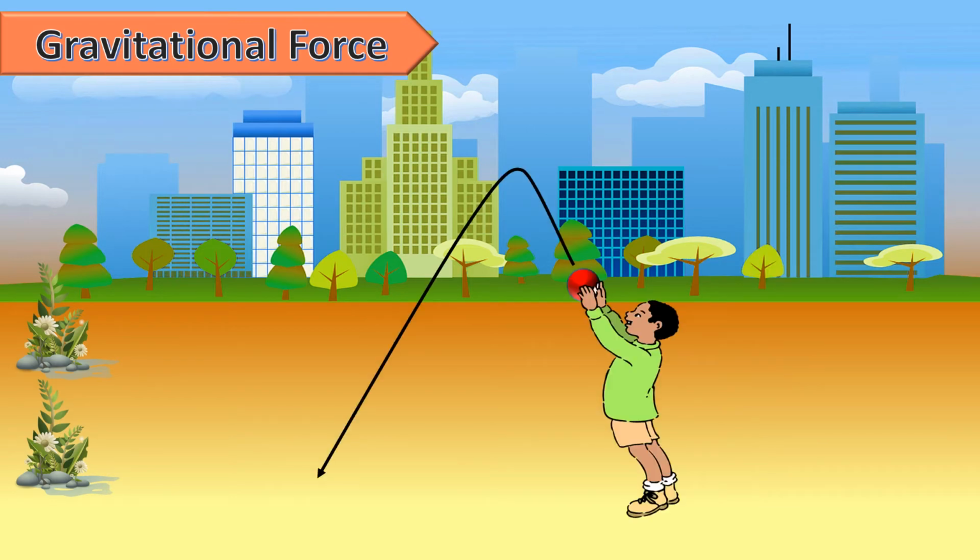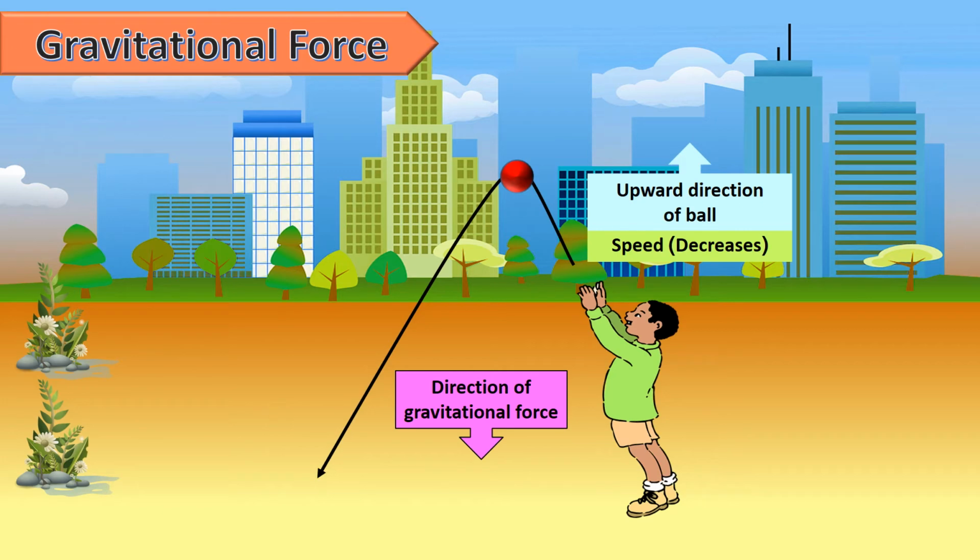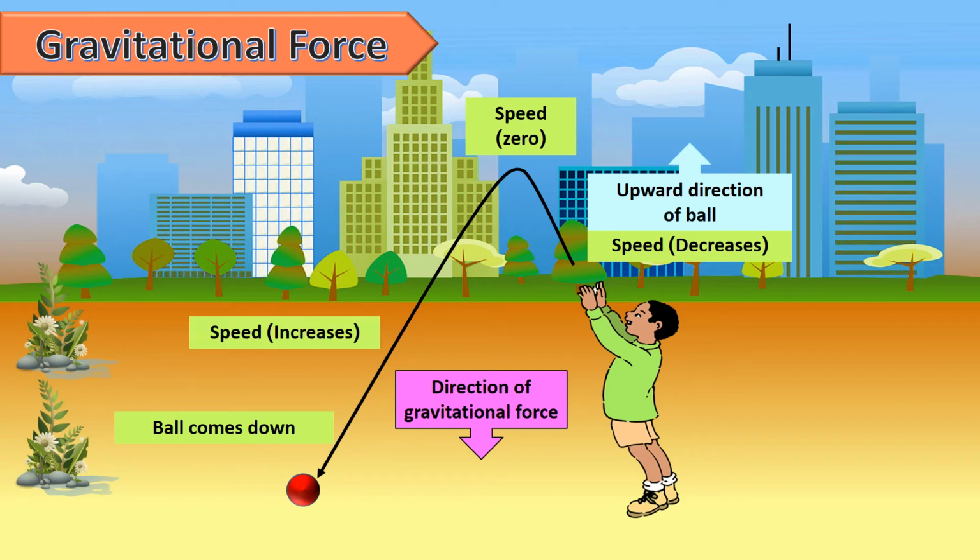When the boy throws the ball in the upward direction, it attains some speed. But while going in the upward direction, its speed goes on decreasing. This is because of the Earth's gravitational force which acts in the opposite direction of the ball. As a result, the speed of the ball goes on decreasing till in the end it becomes zero. Then the ball comes down. But while coming down, the speed of the ball goes on increasing all the time due to gravitational force.